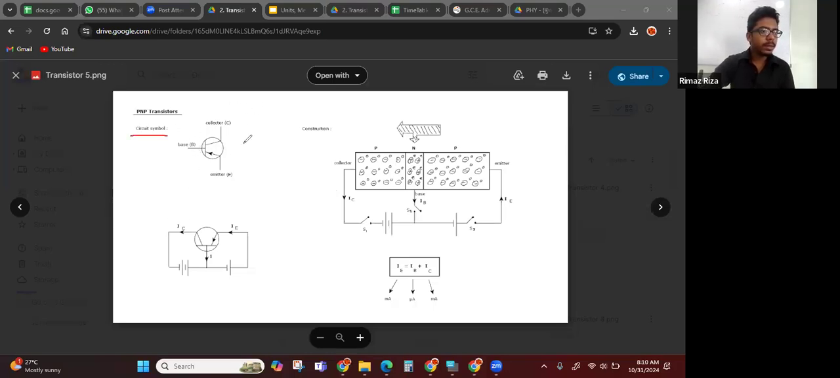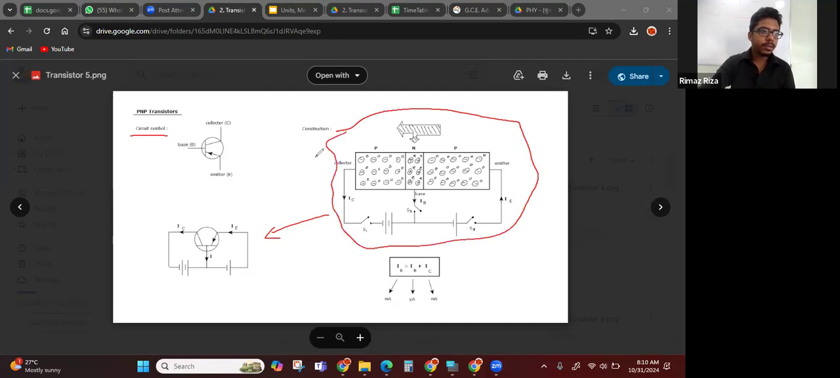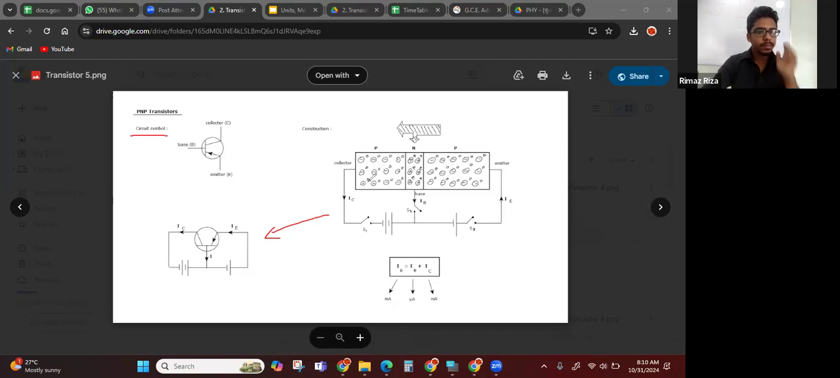So the circuit symbol is this, and then this is the simplified circuit. This is the construction: we can use P-type, N-type, and P-type. An N-type semiconductor is sandwiched between two P-type semiconductors to make a PNP transistor. And here the emitter has a higher doping concentration than the collector. Here is the simplified circuit using the symbol.